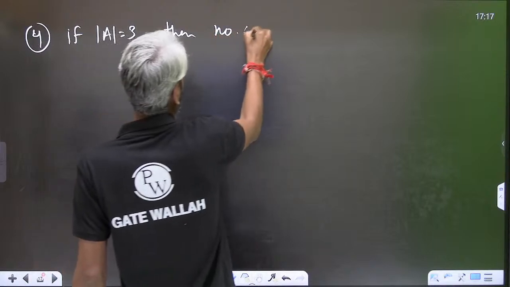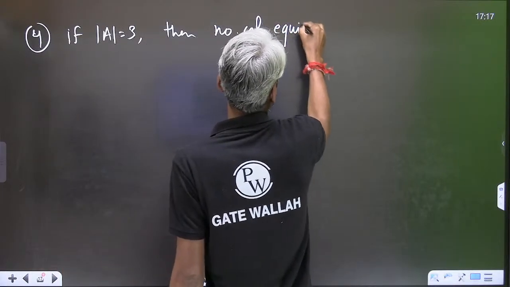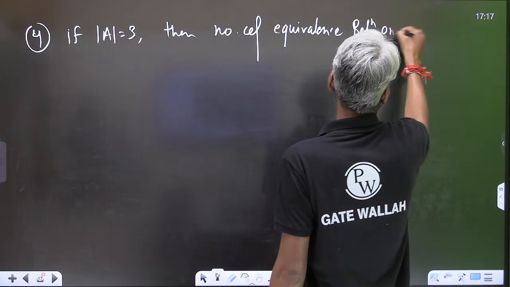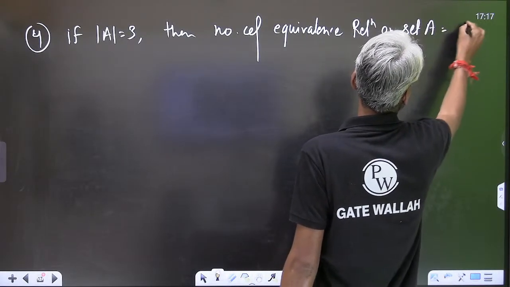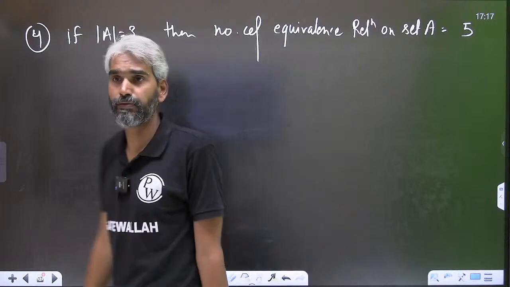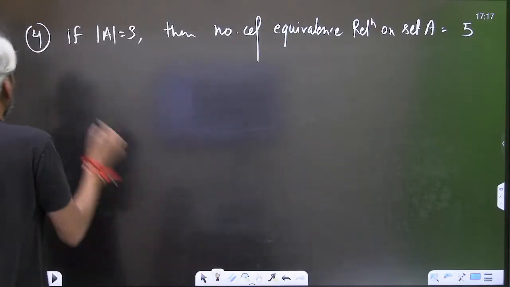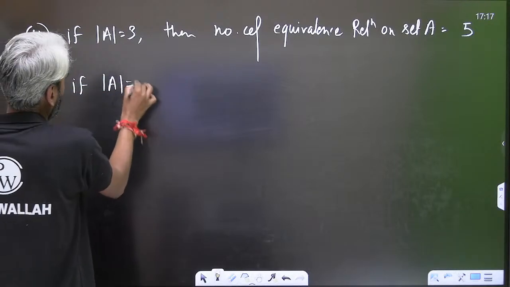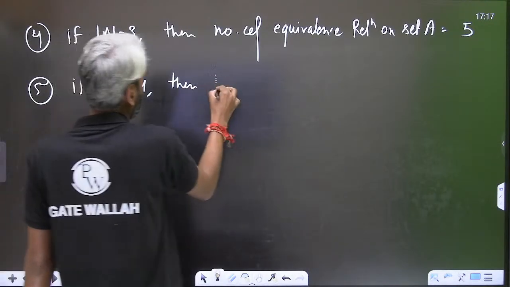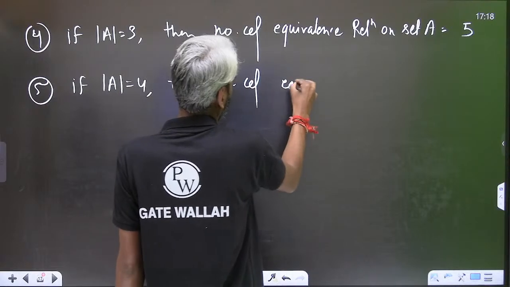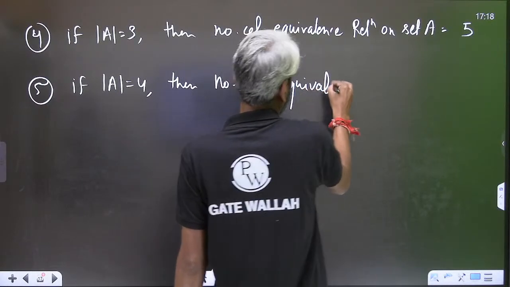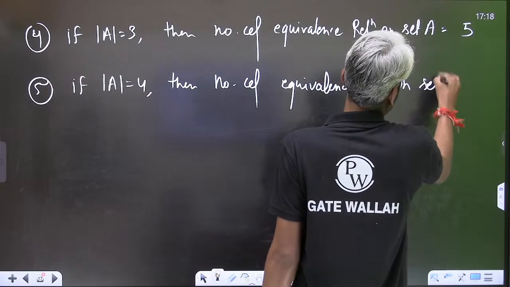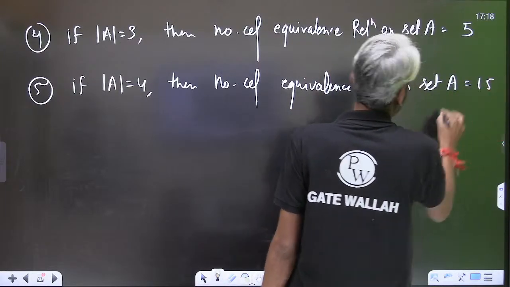Then the number of equivalence relations on set A equals 5. We already calculated the number of partitions. If mod A equals 4, then the number of equivalence relations on set A is also 15, and so on.